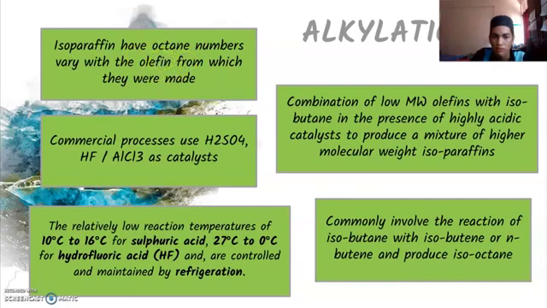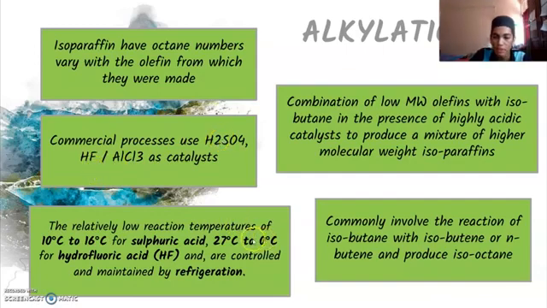There are many olefins such as isobutane and butane, so it depends on which is good. In the alkylation process, the catalysts we use are sulfuric acid, hydrofluoric acid, and aluminum chloride. Aluminum chloride we do not usually use. We use only these two.